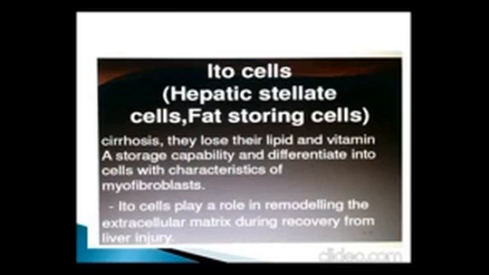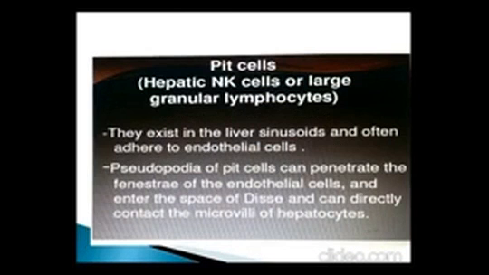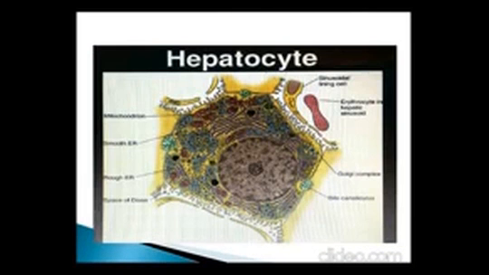Then the pit cells, the hepatic NK cells or large granular lymphocytes. So we'll skip these and move ahead with the pace. This is again the ultrastructure of these hepatocytes with the Golgi complex, bile canaliculi, space of Disse, the rough endoplasmic reticulum, the smooth, the mitochondria, all are important parts of this particular cell.